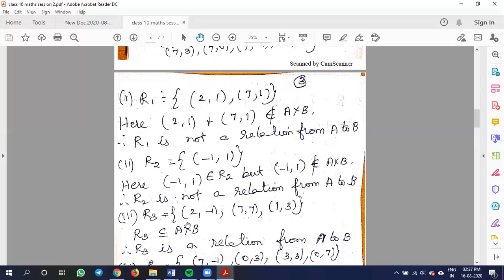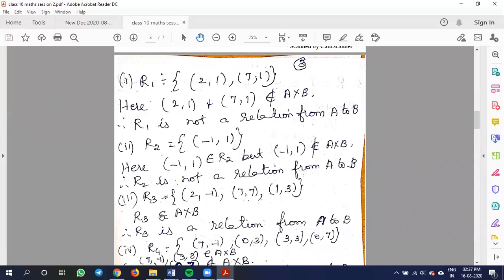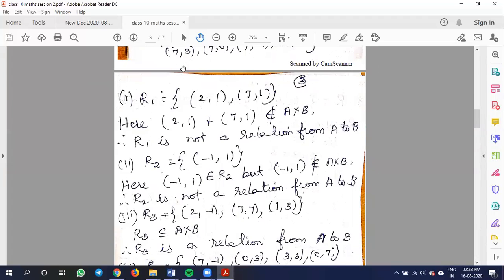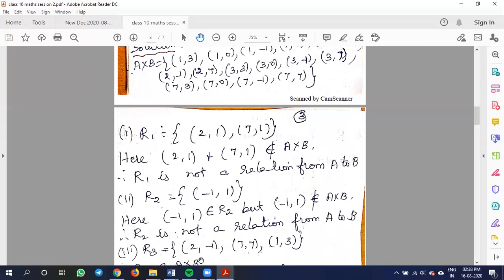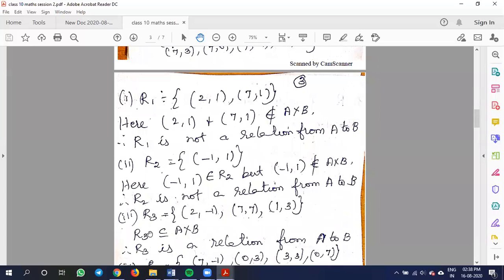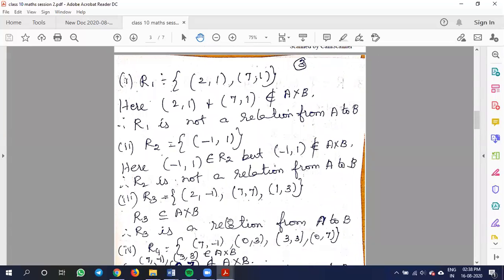Again, coming to the next, R3. It is given in the sum: R3 equals 2, -1, 7, 7, 1, 3. You have to check whether 2, -1 is there. Yes, it is there. Then what is the next element? 7, 7. Yes, it is there. What is the next element? 1, 3. 1, 3 is also there. So all three elements are present in the set A cross B. So R3 is a relation from A to B.